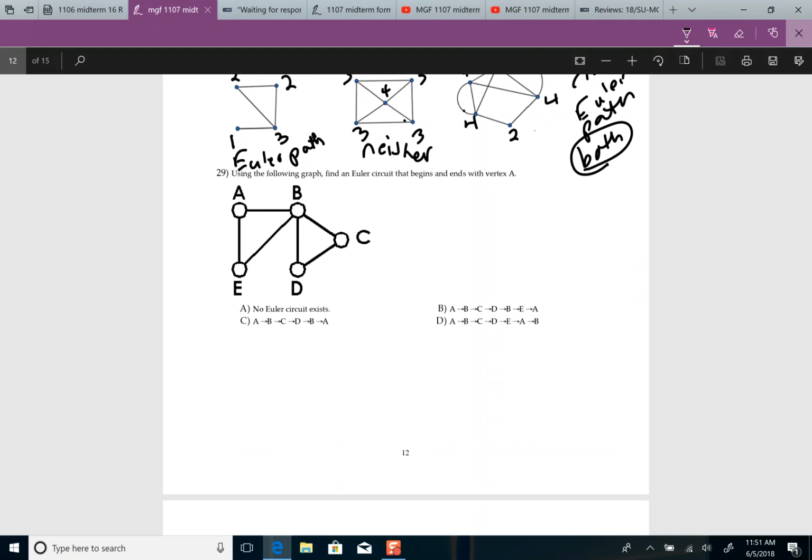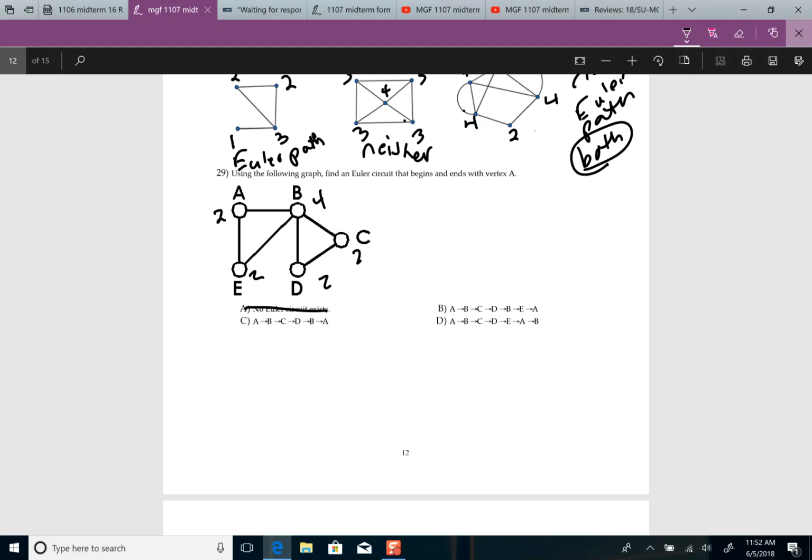Number 29 says, use the following graph, find an Euler circuit that begins and ends with the vertex A. Alright, so the first one says there's no Euler circuits, but let's just count. This is 2, this is 4, this is 2, this is 2, this is 2. I know it has an Euler circuit. Let's get rid of that.